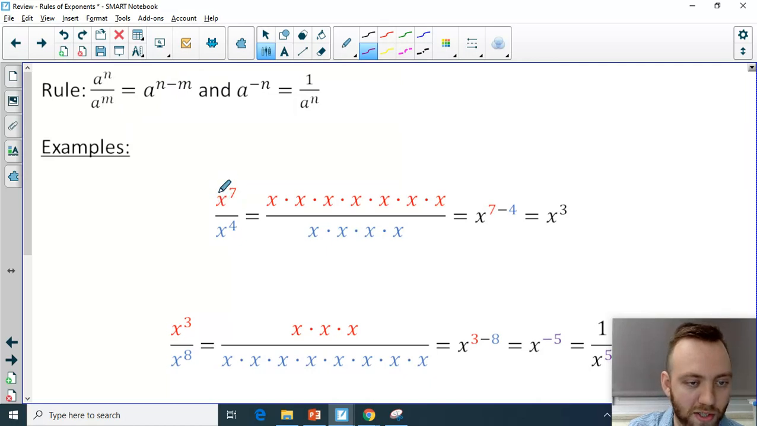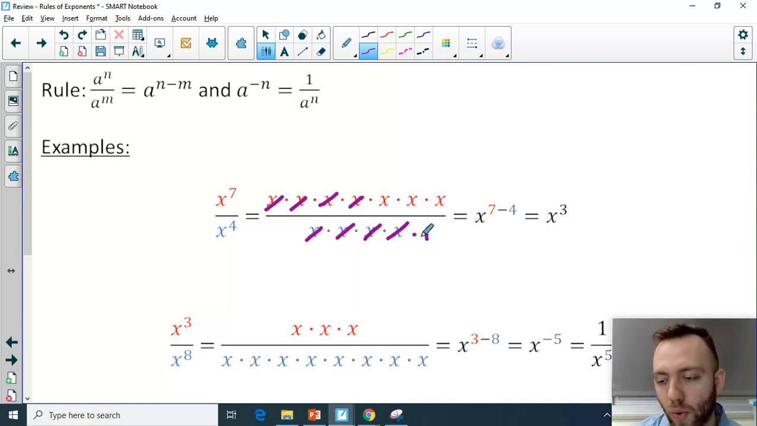And to see how that works, if we have x to the 7th, which means x times itself 7 times, and we have x to the 4th, which means x times itself 4 times, if we divided that, well, that x would cancel, and that x would cancel, and that x would cancel, and that x would cancel. And really what we'd be left with down here is a 1, but anything divided by 1 is just itself. And what we have up here, we still have 3 x's left, right? X times x times x, which is x cubed.